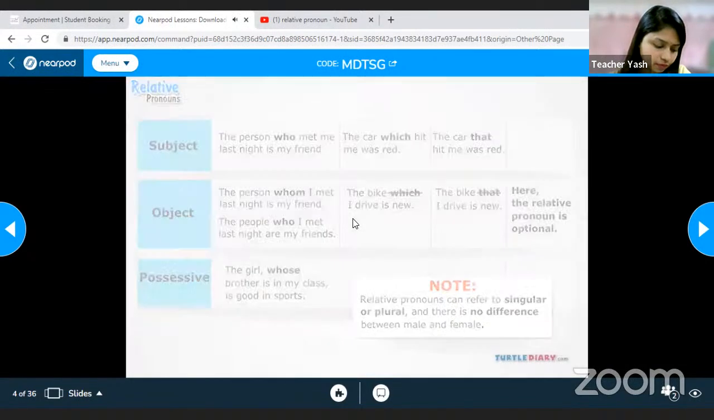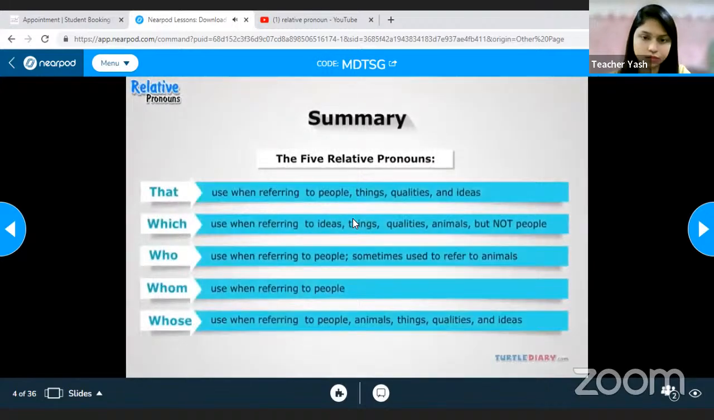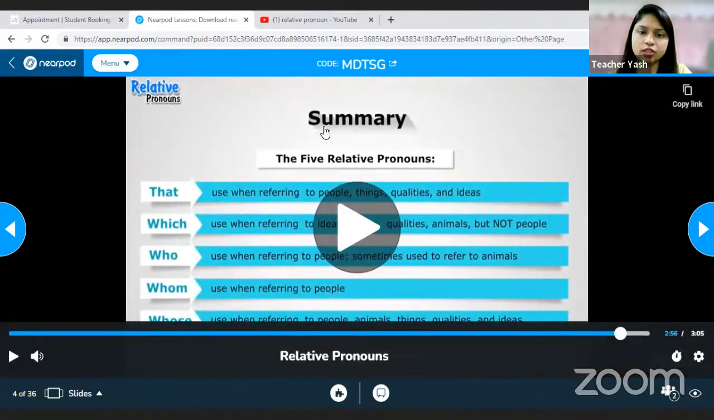Here is the summary of the lesson. Okay, so I repeat again that which we use for people, things, qualities, and ideas, but we will never use which for people. So who is referring to people or sometimes animals. Whom we use to refer to people. Whose is when referring to people, animals, things, qualities, and ideas, like whose idea.